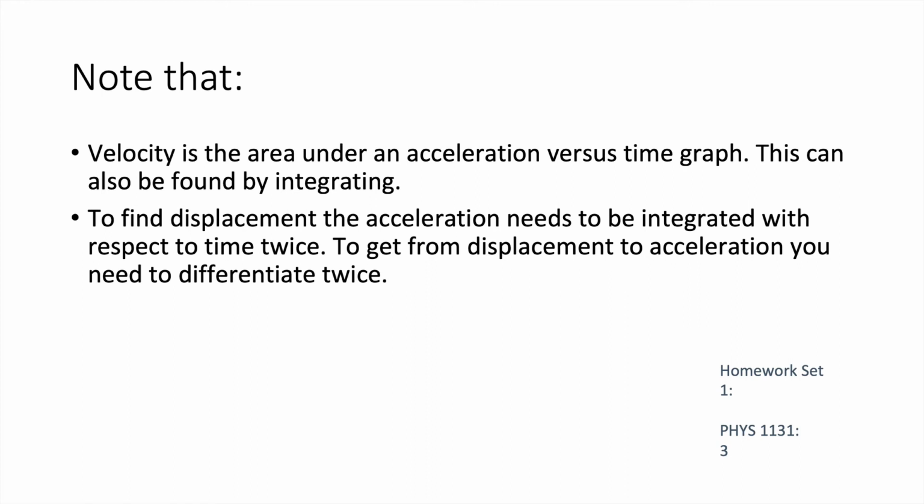So to find the displacement from the acceleration, you actually need to integrate twice with respect to time. That's because velocity is the integral of the acceleration, and then displacement is the integral of the velocity. Then if we're going the other way to get from displacement to acceleration, you need to differentiate twice. So differentiating once will give you the velocity, and then again to get the acceleration. So to practice this, if you're in 1131, you can try homework set 1, question 3.